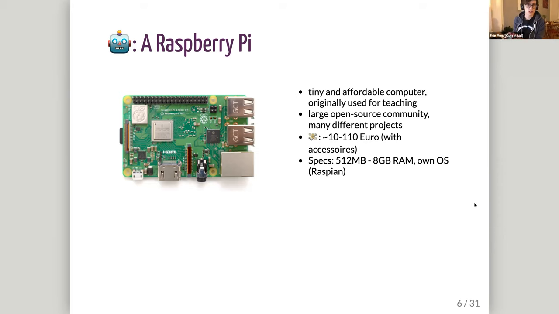And there's a large open source community around it. So there are many project ideas you can do, from sensor stuff like measuring humidity in your plants, to building small robots with those computers. They're also quite affordable. I think this one was only like 10 to 15 euros with all the accessories. There are also newer models which are a bit more powerful, which cost like 110 euros, but you get 8 gigabytes of RAM for that. This is what I used for the computing, for the hardware.